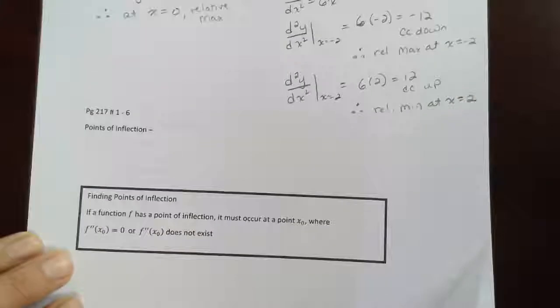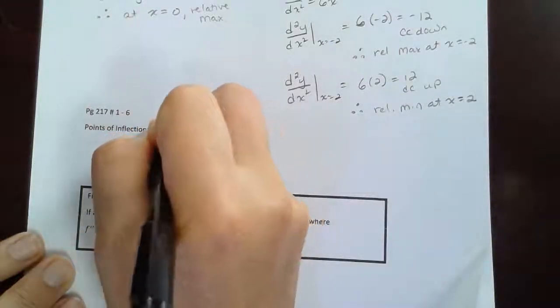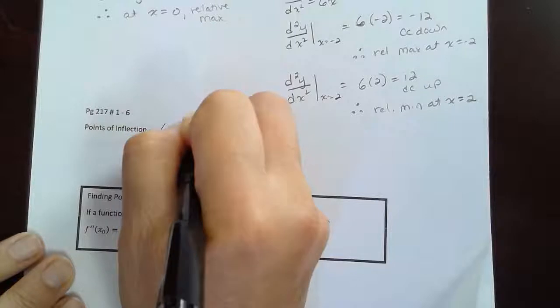Let's talk about points of inflection. Where your graph changes concavity, it's going to be considered a point of inflection, and rather than writing the whole thing out, we'll just use POI.